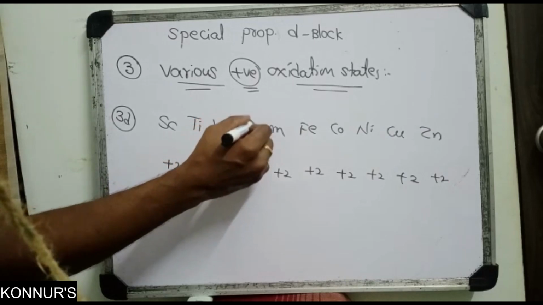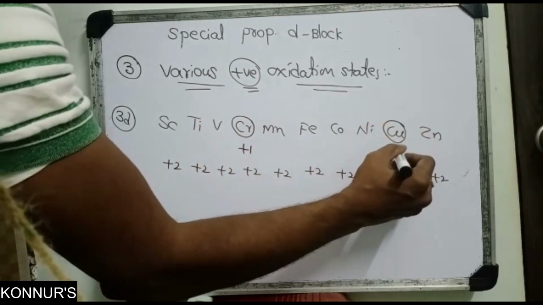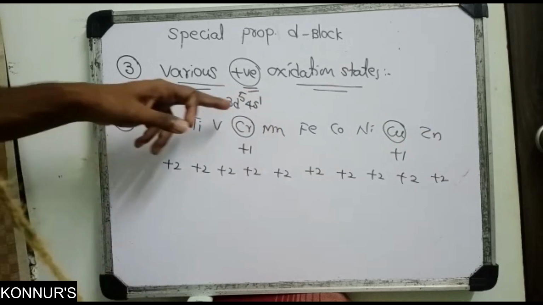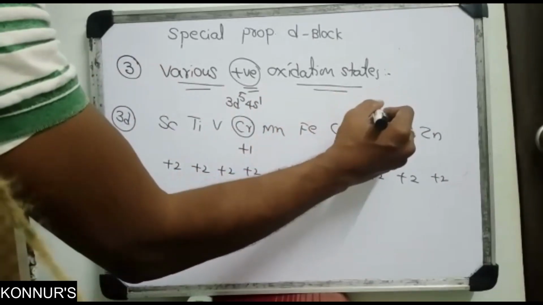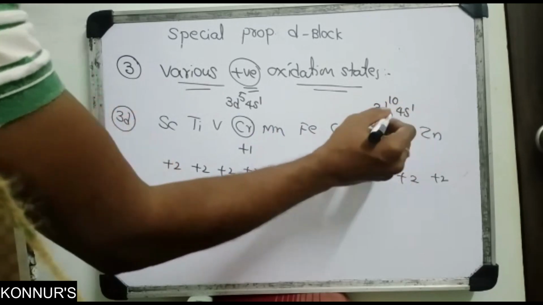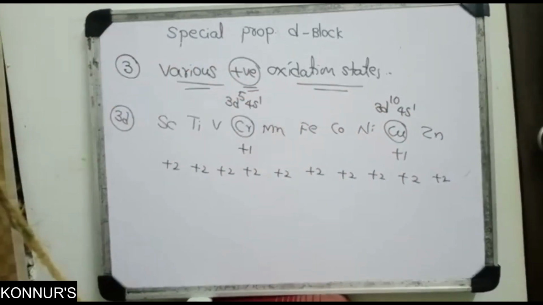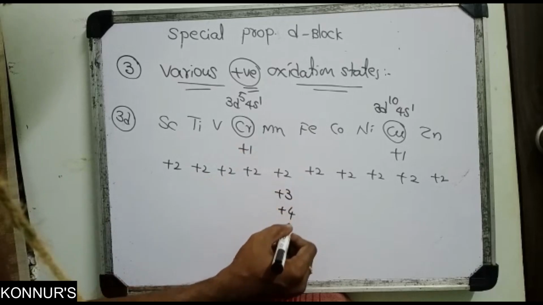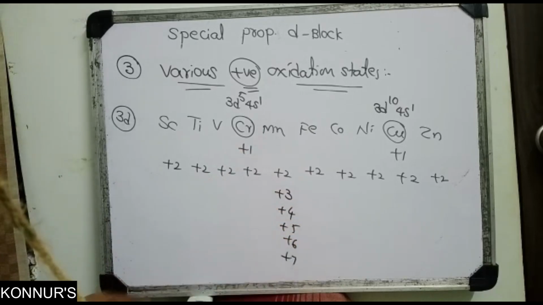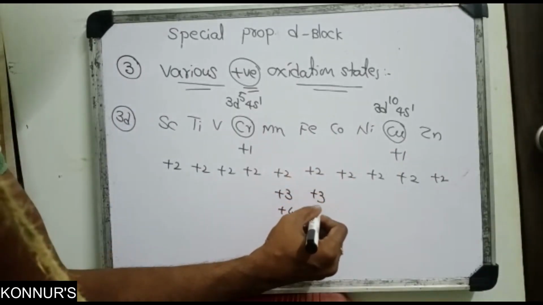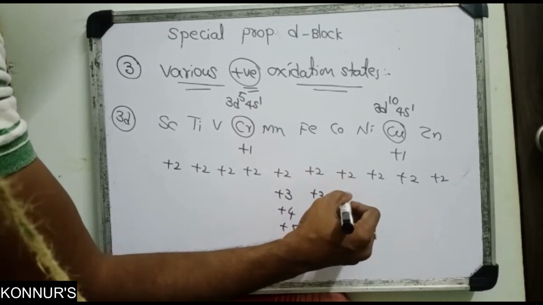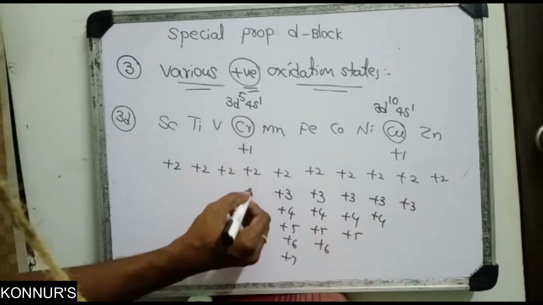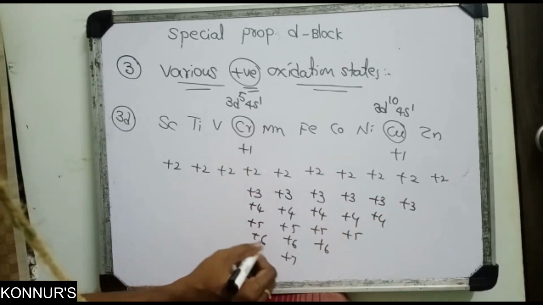The speciality is that chromium shows +1, and this is possible because its configuration is 3d5 4s1. If one electron is eliminated, it is stable. Next, copper is 3d10 4s1. If one electron is gone, it becomes 3d10. Because of that, these show +1 oxidation state. Manganese shows up to +7, which is the maximum here. For the remaining elements it continuously decreases: +3, +4, +5, +6. Next, cobalt: +3, +4, +5, then +3, +4, then +3. Here also it decreases continuously: 4, 5, 6.